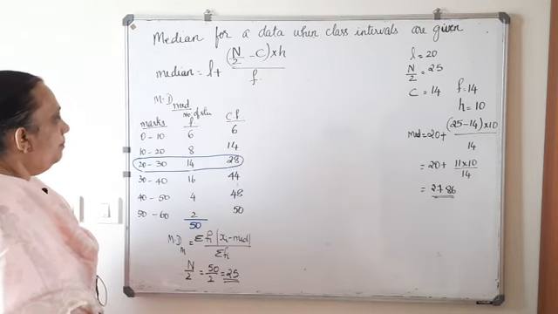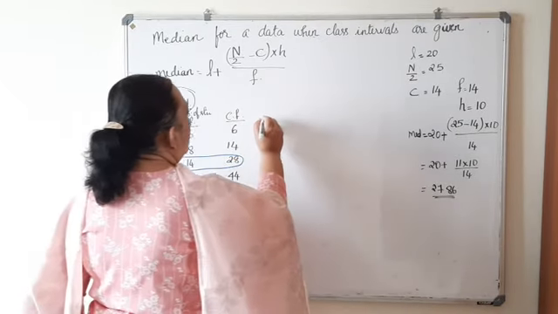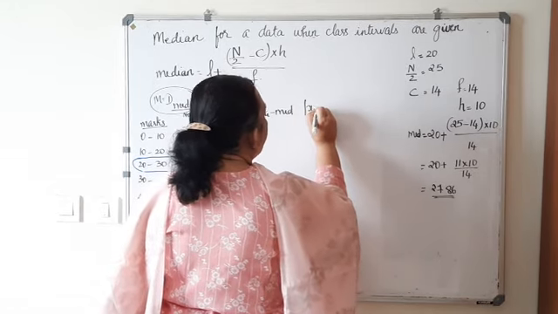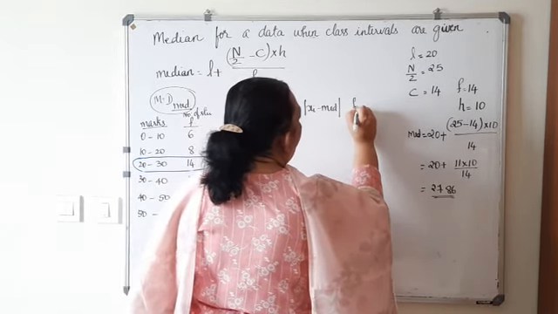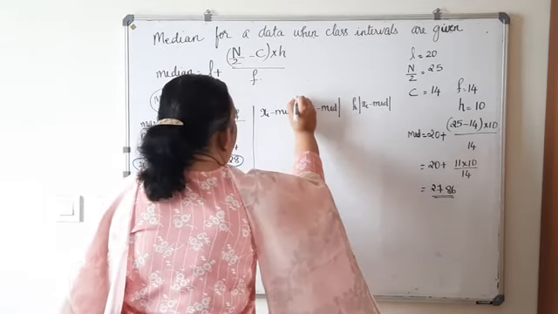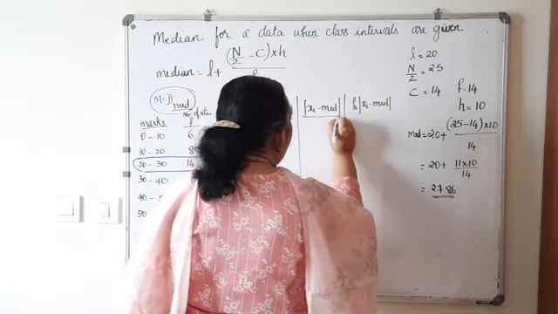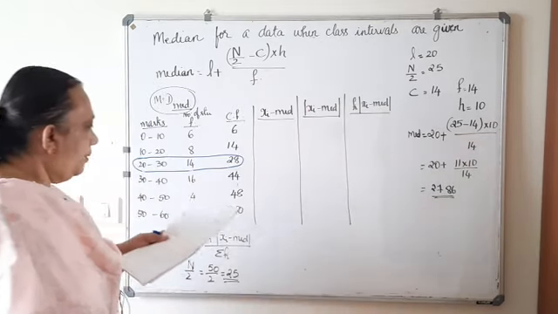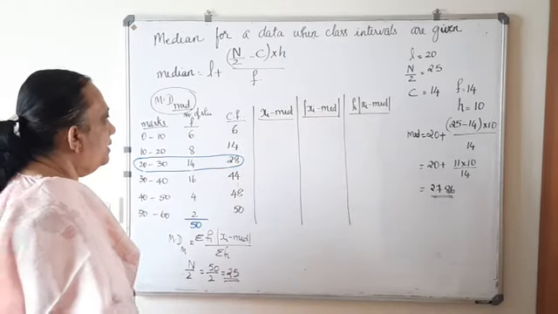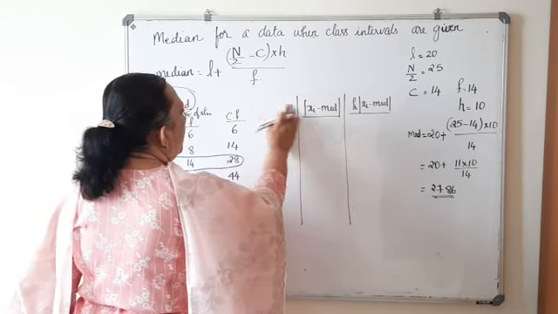Now the question is mean deviation about median. That means you have to find out xi minus median. Next column will be modulus of xi minus median. Next column will be fi into modulus of xi minus median. Now, for that, one more thing is required. What is xi? Xi is the middle value of the class intervals. So, I will find out xi first.